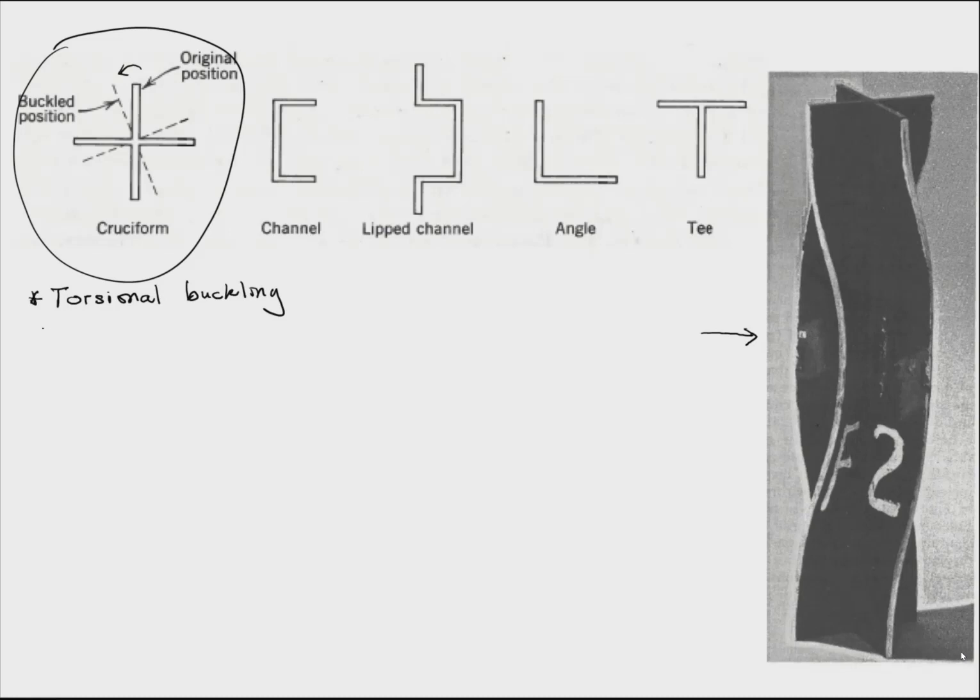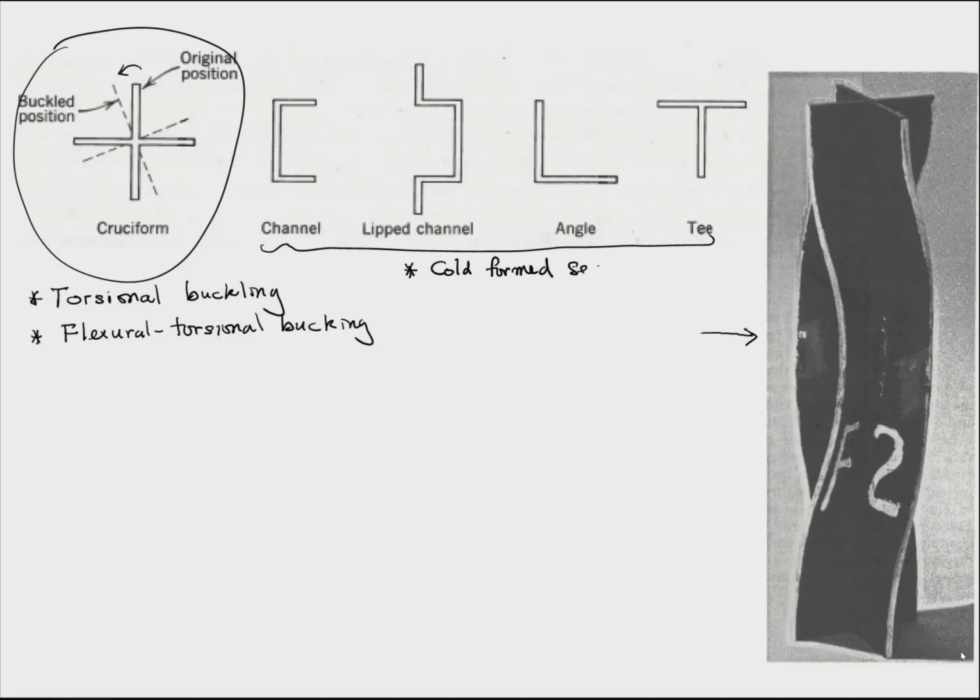A column can also buckle by both bending and twisting at the same time. That's called flexural torsional buckling. Shown here are a lot of thin-walled sections, often made by cold-forming sheet metal, cold-formed sections, which are prone to different kinds of buckling like flexural torsional buckling.